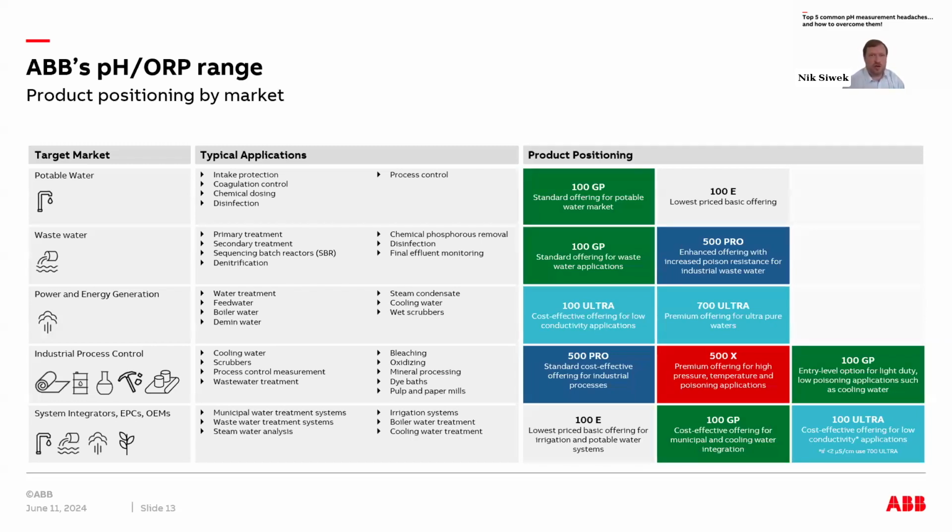As you can see in the chart there, we have a number of different suggested target markets with their applications. And you can clearly see that for those target applications, we have a clear solution of what to pick depending on your requirements for that application. At the end of the presentation, there is a link for additional information. So if you are interested in finding out more, feel free to use that link to find out more about pH measurement with ABB.